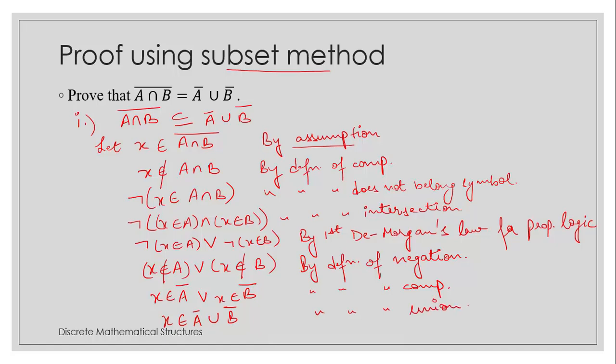Now see, till this step we were using logical OR, but when we are representing operation between sets, this is converted into union. So now we started with X belonging to left hand side and we have proved that X also belongs to right hand side. So we can say that (A intersection B) complement is a subset of A complement union B complement. This proves the first part of our method.